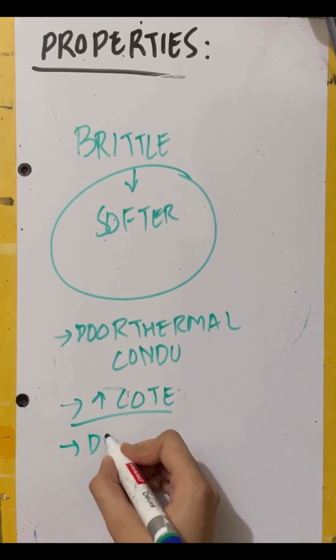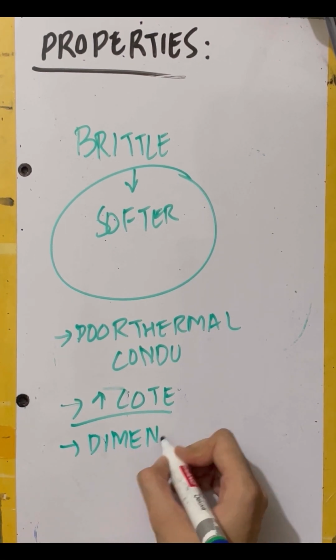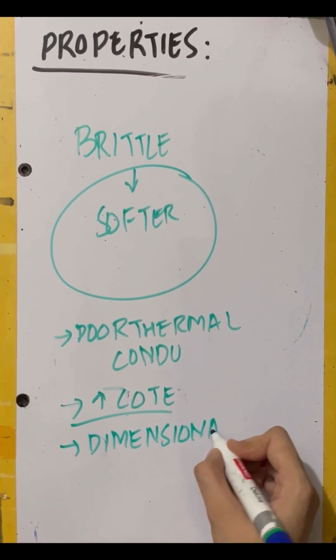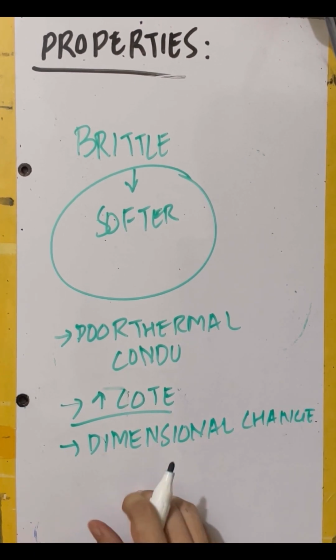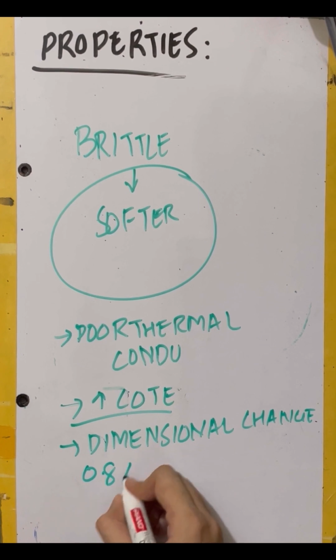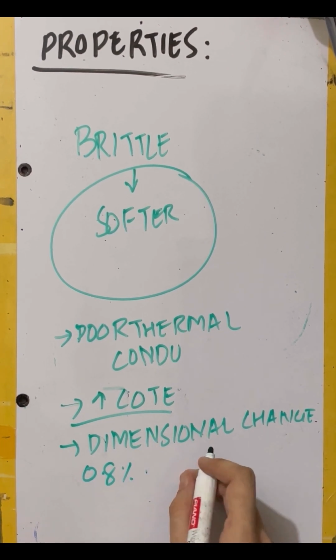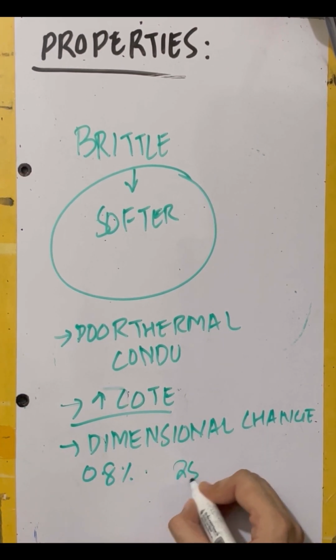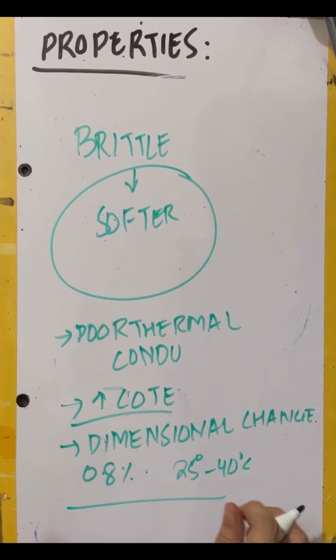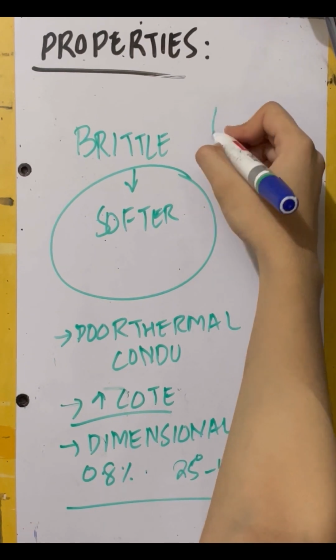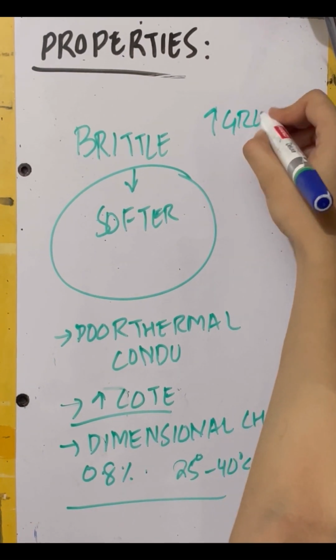Waxes also undergo dimensional changes, and these changes should be 0.8% expansion on heating from 25 centigrade to 40 centigrade. This is the ISO specified dimensional change. If the wax is not softening, then we provide greater stresses to soften the wax.